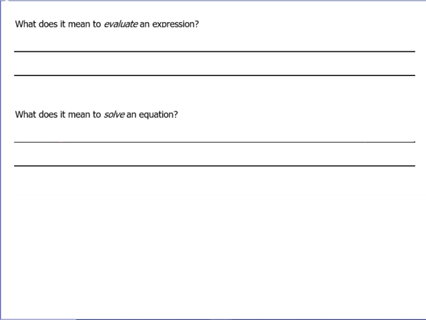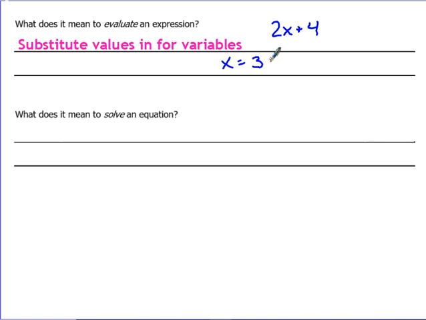Okay, so first thing we're going to talk about is the difference between evaluating and solving. Expressions are things that we evaluate. And we evaluate by substituting values in for those variables. An expression might be something like this, 2x plus 4. There's no equal sign. This is called an expression. And if I were to evaluate it, I would need somebody to tell me x equals whatever. I'll pick 3. And I would plug that 3 in for x and figure out what this is worth. That is called evaluating.